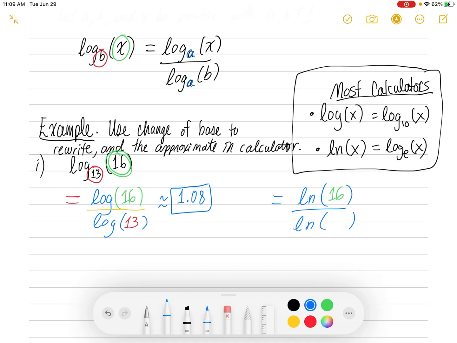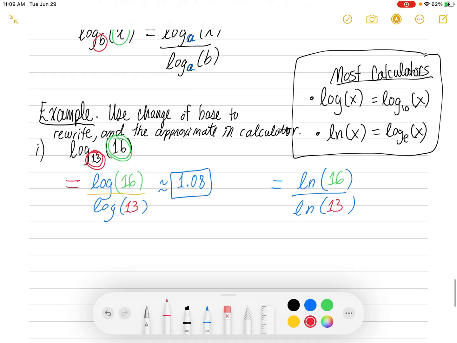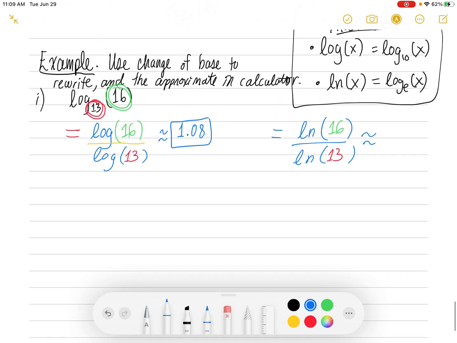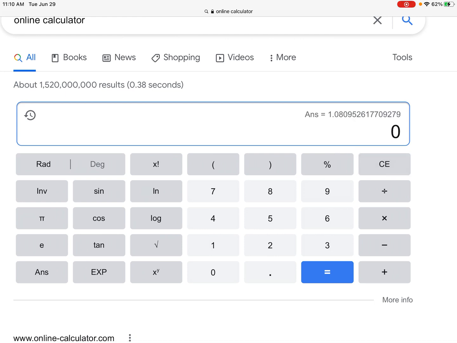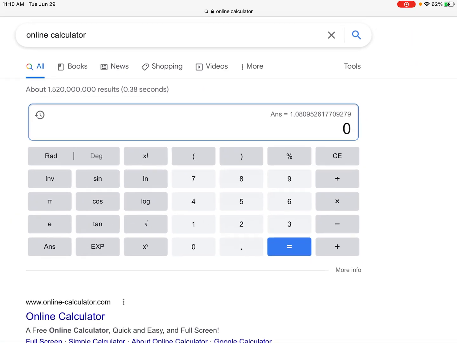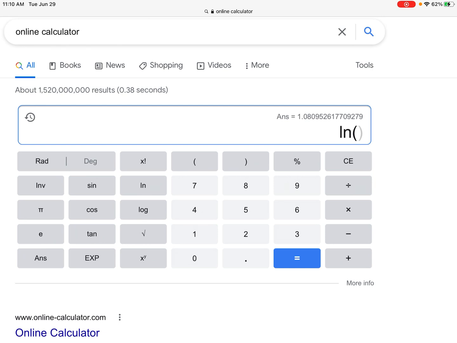You could do it that way, or you could change to natural log. It doesn't matter what the base is. You could also do it as natural log of 16 divided by the natural log of 13, and you'll get the same answer. It doesn't matter whether you're using log base 10, log base e, or log base whatever. It'll all come out to be the same based on this property.